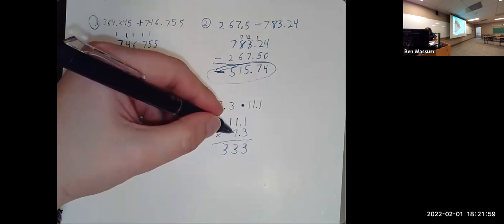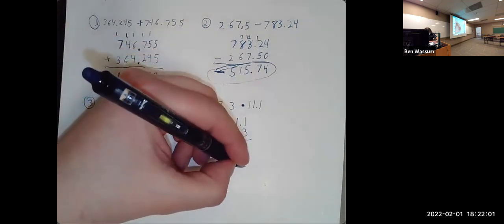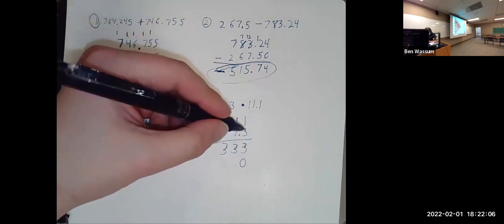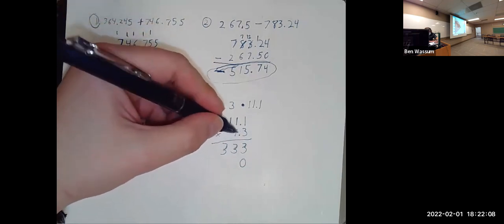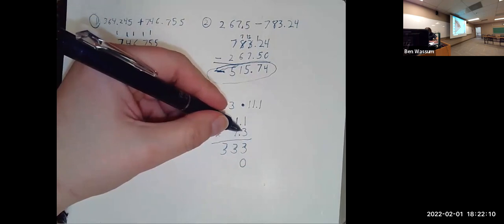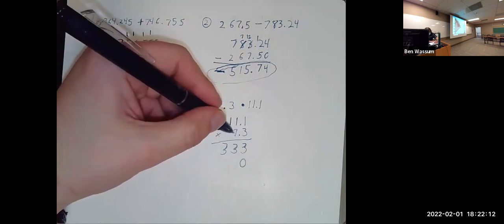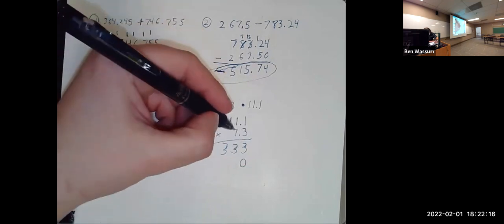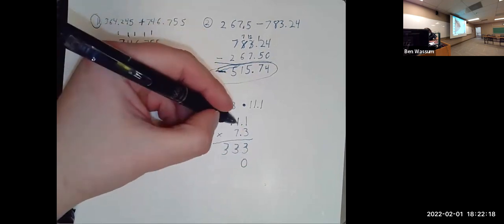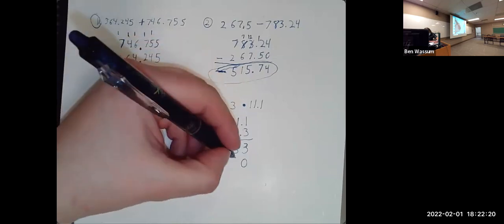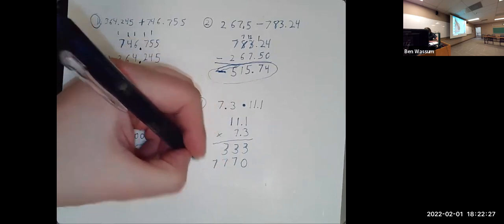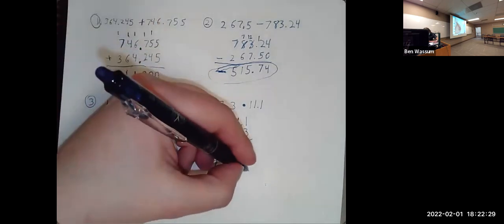Now we're moving over a digit. And if we're moving over a digit, we start a new line and put a 0 right here. Because remember, we're actually multiplying by 10 times this digit here. So we're actually multiplying kind of by 70 instead of 7. So that's why there's a 0 there. So 7 times 1, 7. 7 times 1, and 7 times 1. So we have 7s all the way down.